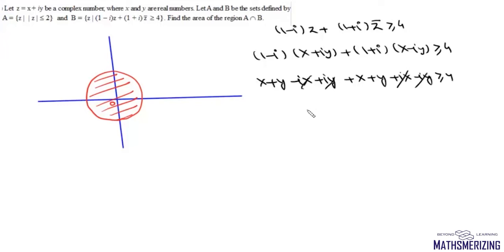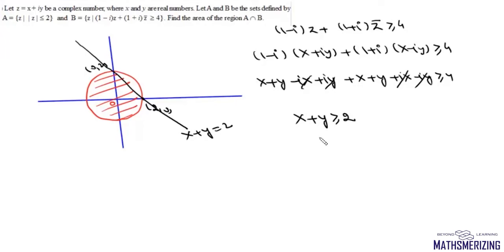So these two will cancel. So we'll get x plus y is greater than or equal to 2. Now this point is (2, 0) and this point is (0, 2). So if we draw this line, it is x plus y equals 2. Now we need the points where x plus y is greater than or equal to 2.